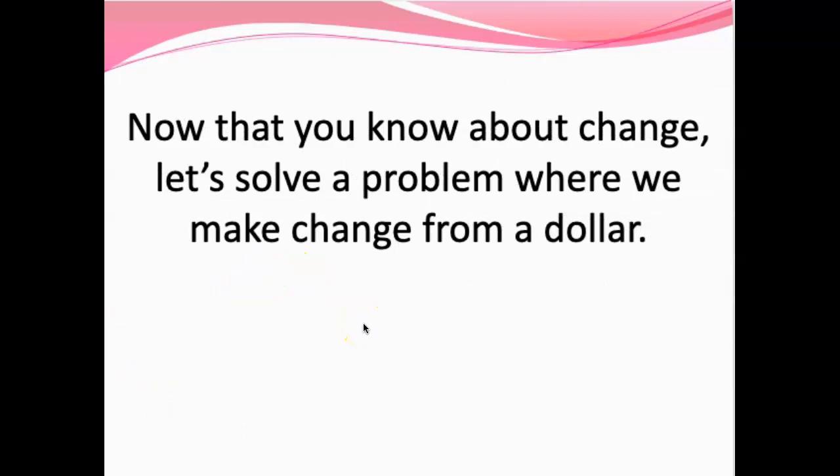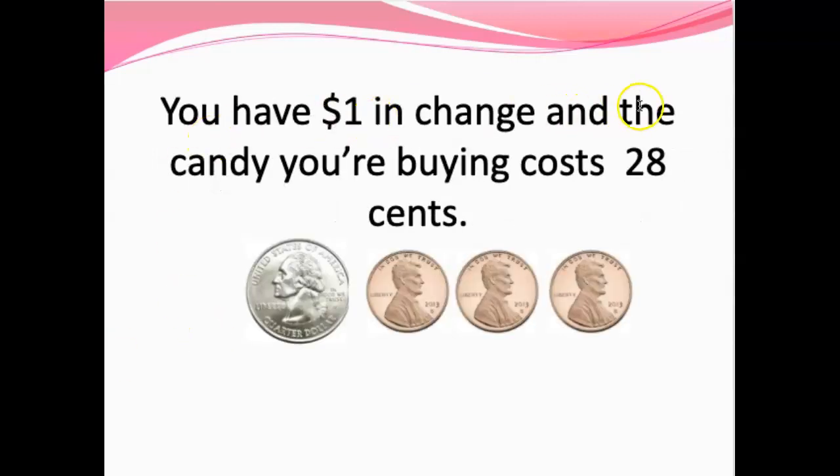We're going to do the exact same strategy that we were just using. And this time I want you to be building the amounts with me with your coins and using your paper and pencil to write the equations. You have $1 in change, and the candy you're buying costs 28 cents. So you have $1, and this is how much your candy cost: 25, 26, 27, 28. The cashier says, okay, that's 28 cents, and you hand over your whole dollar in change.